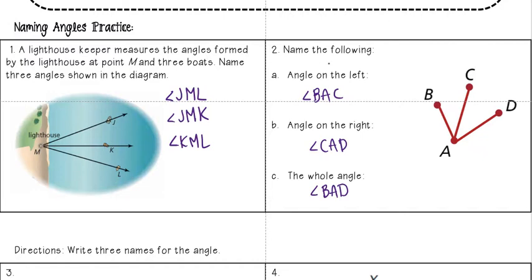Okay, so this is the answer that you should have gotten for number 2. So that angle on the left, that's going to be BAC. Again, my vertex is in the middle. You could have also called this CAB. For the angle on the right, you should have gotten CAD, or again, you could have switched the D and the C. And then for that last one.